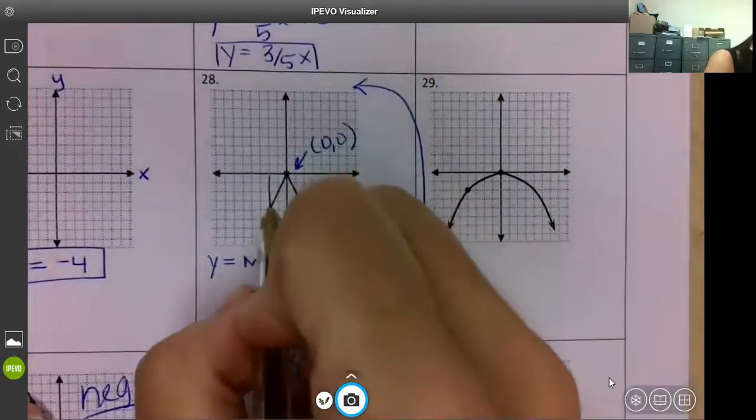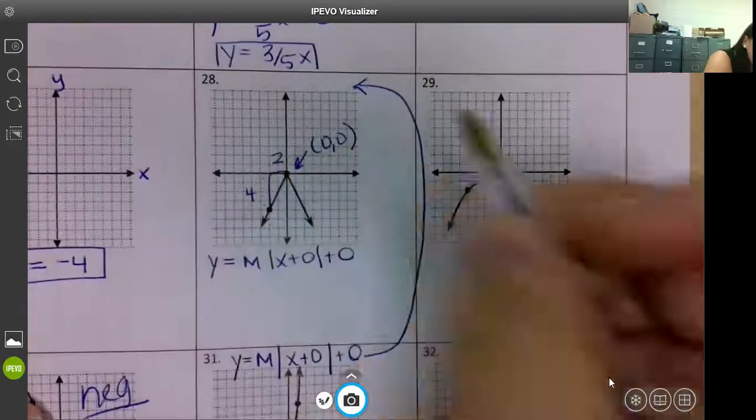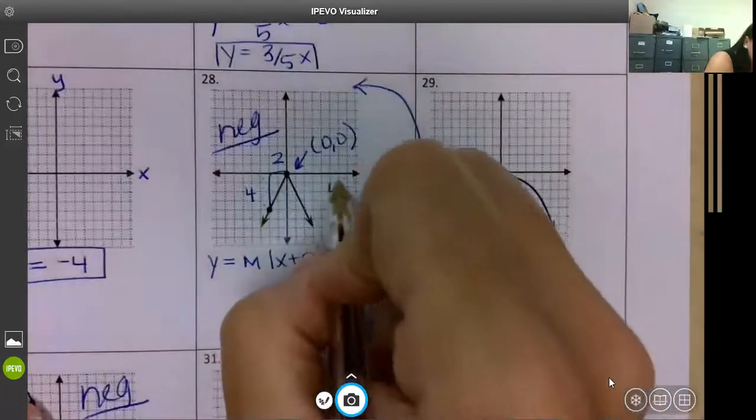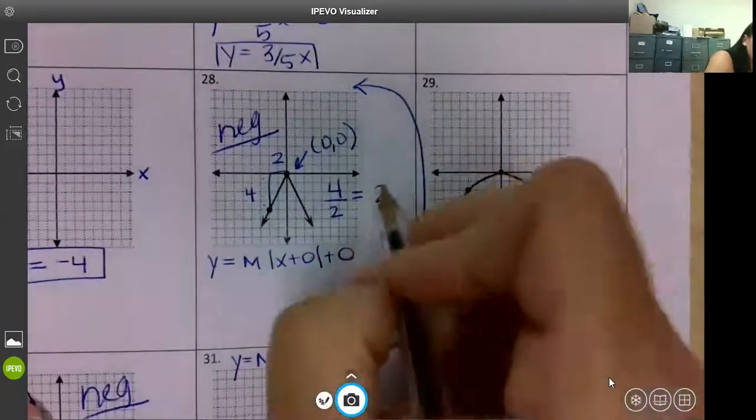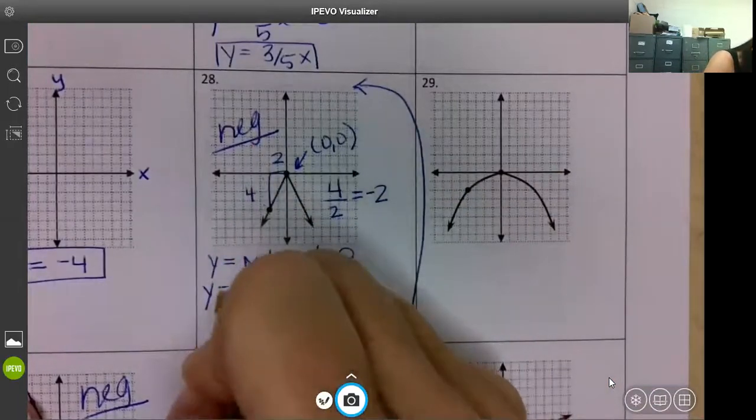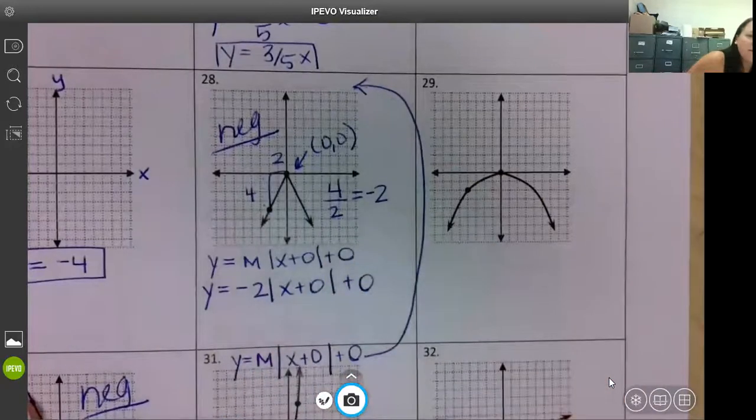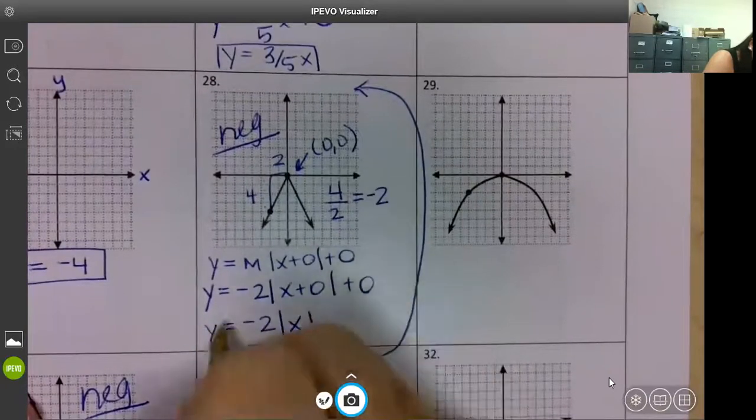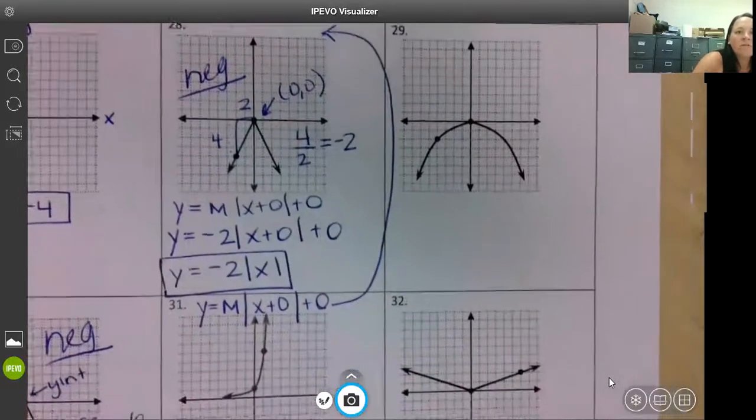Your m is your slope, which is your rise over run. So 1, 2, 3, 4, run 2. But this is a negative graph because it's upside down. So your slope is rise over run, simplify that to 2, but it should be negative because the graph is pointed down. So your equation is y equals negative 2, absolute value of x plus 0 plus 0, or we can simplify it to just be negative 2, absolute value of x. Okay. One more absolute value on the bottom.